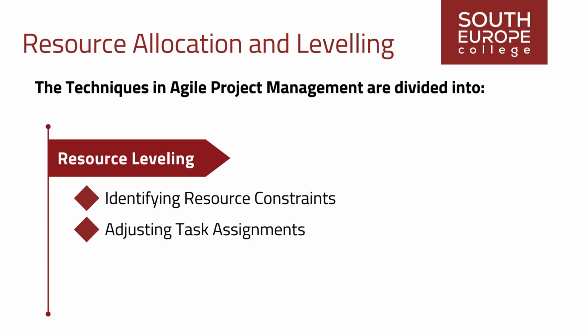Adjusting task assignments. Project managers may need to adjust task assignments to level the workload once resource constraints are identified. This could involve redistributing tasks, rescheduling activities, or reallocating resources to ensure a more even distribution of work.